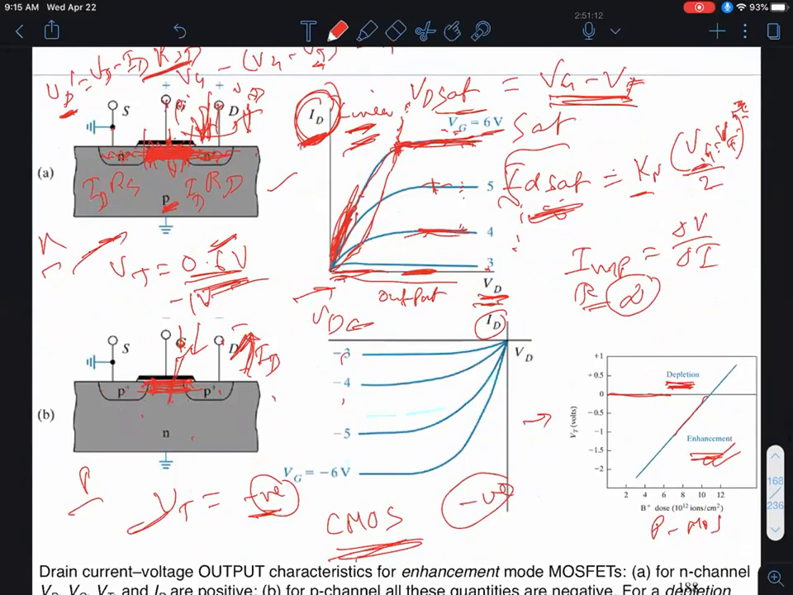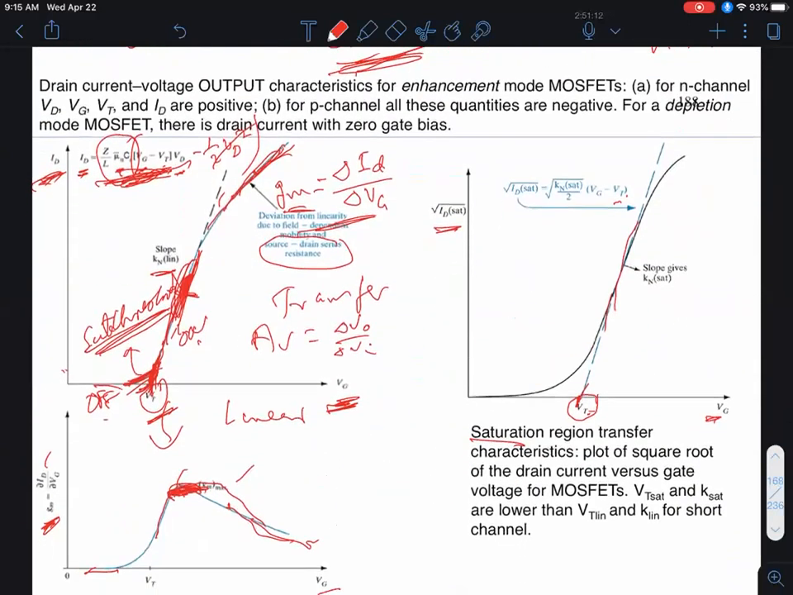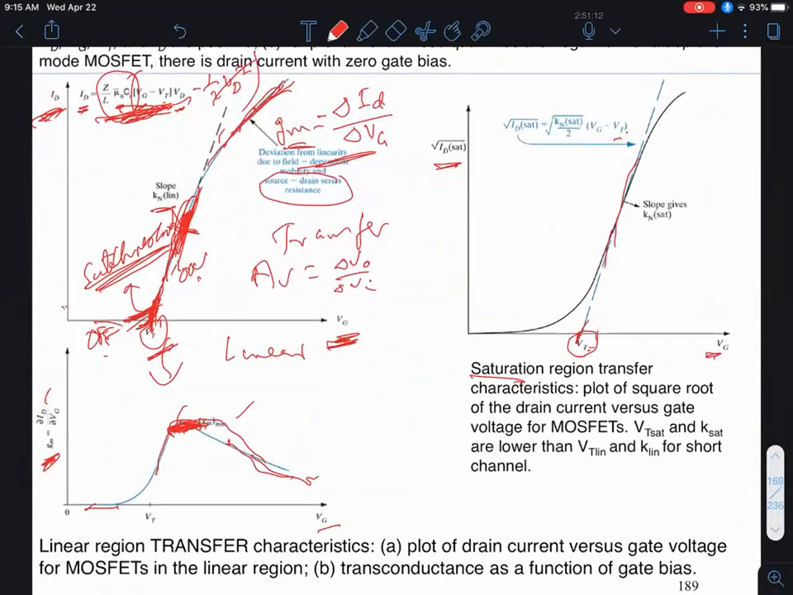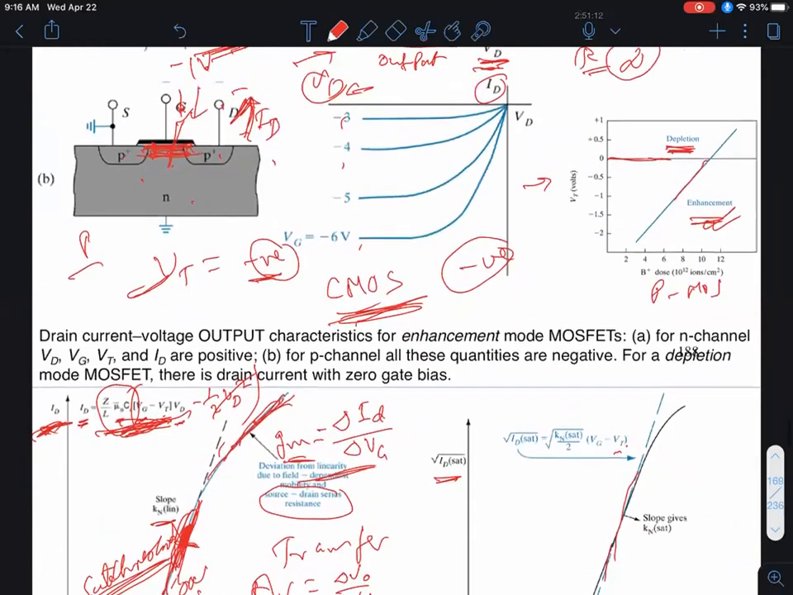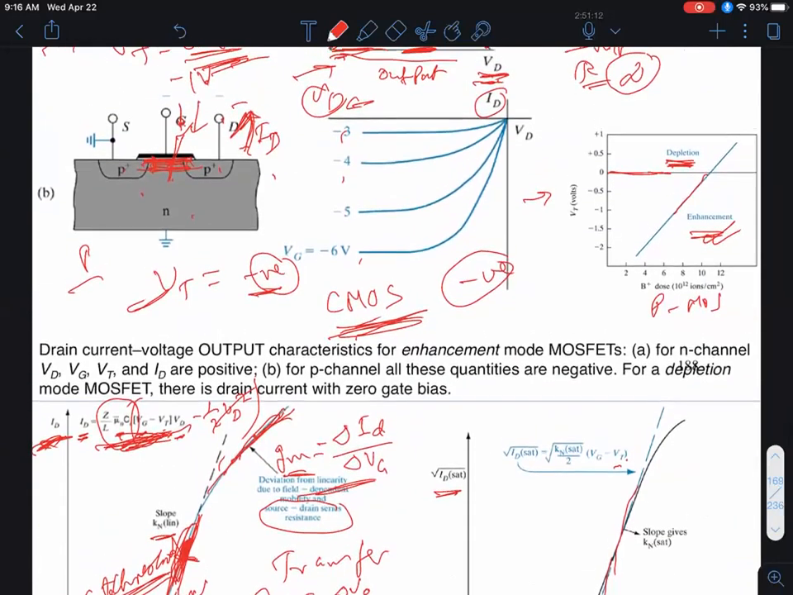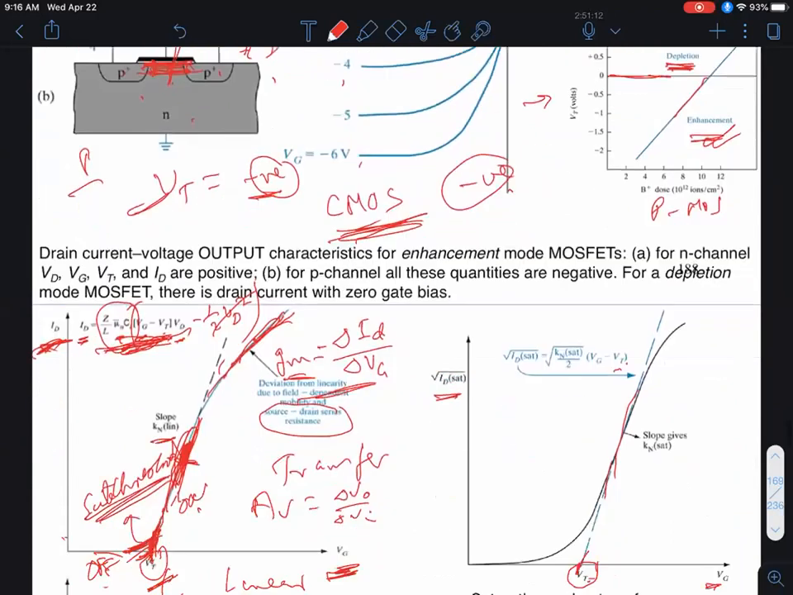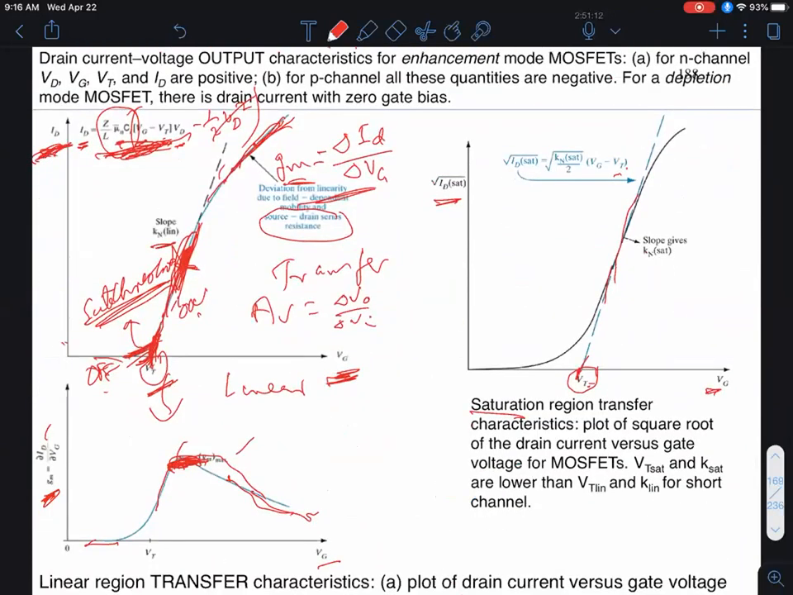PMOS, we saw that the polarities of the voltages are negative. And then you can combine both of them. They work hand in hand in what's called complementary MOS that we'll discuss next week when we talk about process integration. We also looked at what are called the transfer characteristics of the transistor. The previous set of curves were called output characteristics, because I'm looking at output current as a function of output voltage. But you can also look at transfer characteristics where I look at output drain current as a function of input gate voltage.